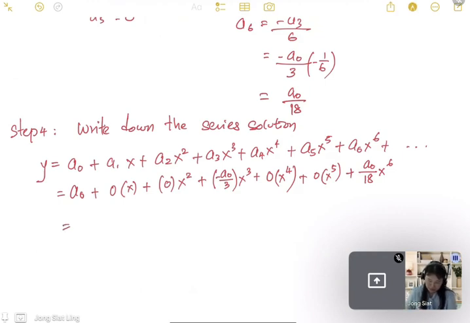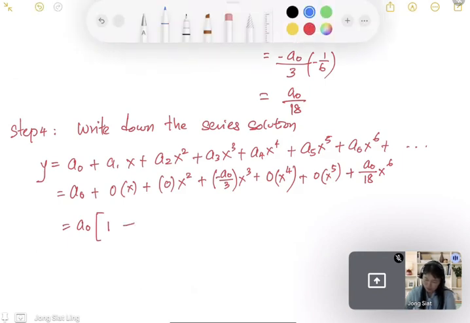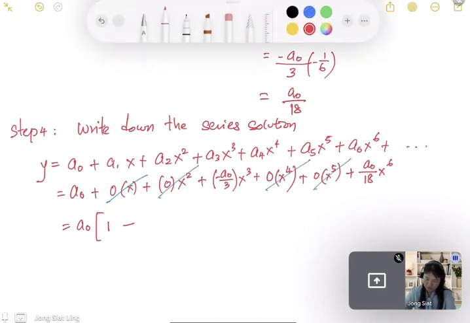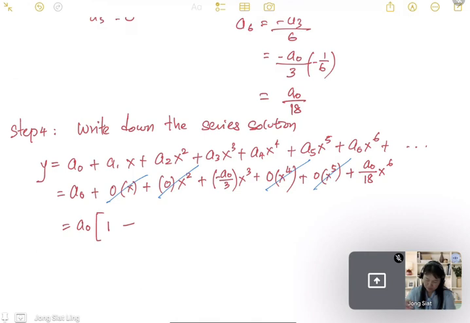So I can simplify by taking out the a0, then I get 1 minus, so let me cancel out those with 0. The others will be the remaining. 1 minus 1 over 3 x power of 3 plus 1 over 18 x power of 6. Then minus, plus something behind, so it goes to infinity.